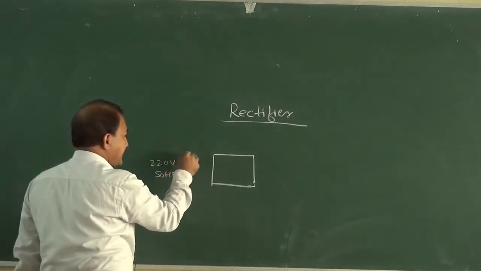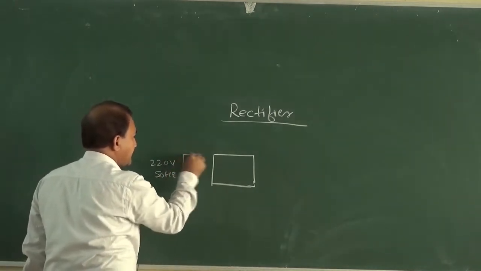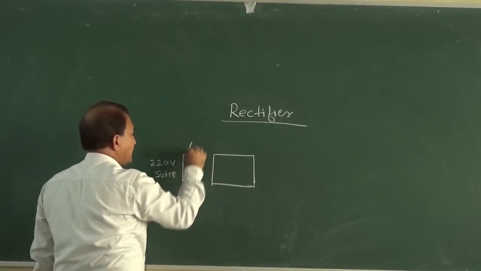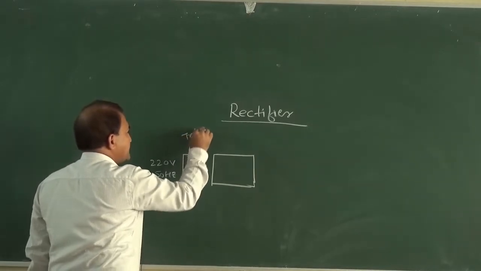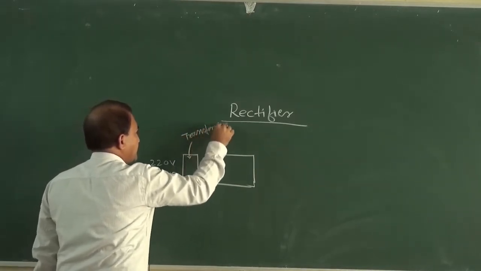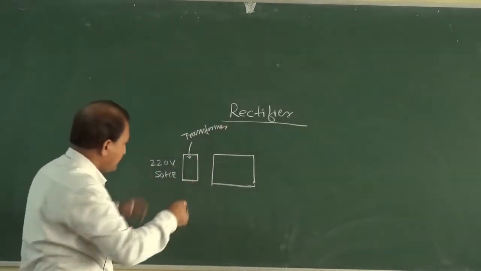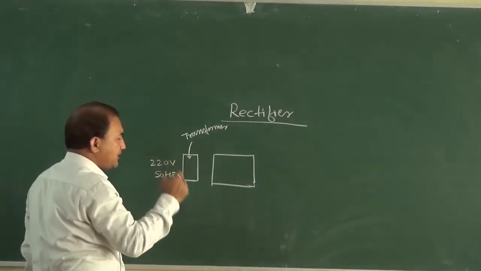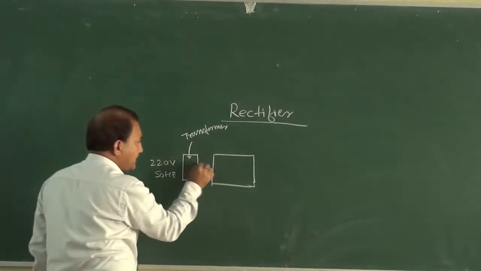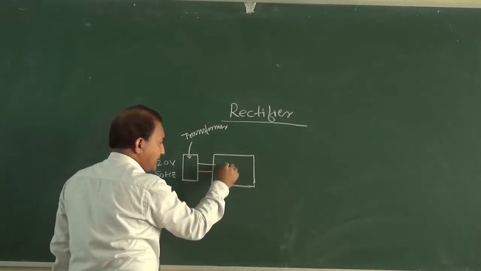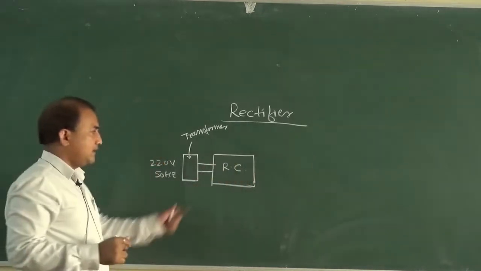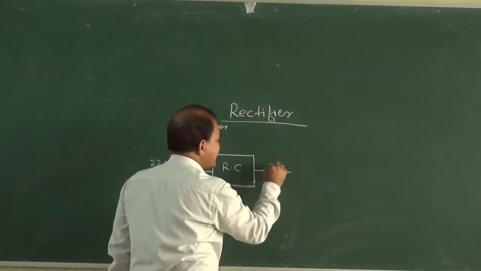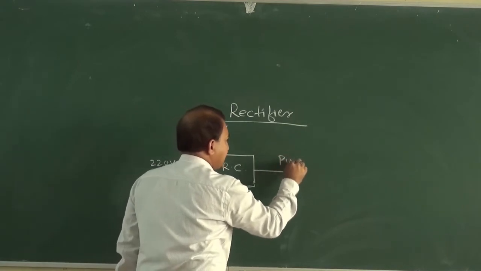Now it can be converted by using transformer. It can be converted to again AC signal but having lower Vm. Then it is given to rectifier circuit. So the output of rectifier circuit, it is pulsating DC.